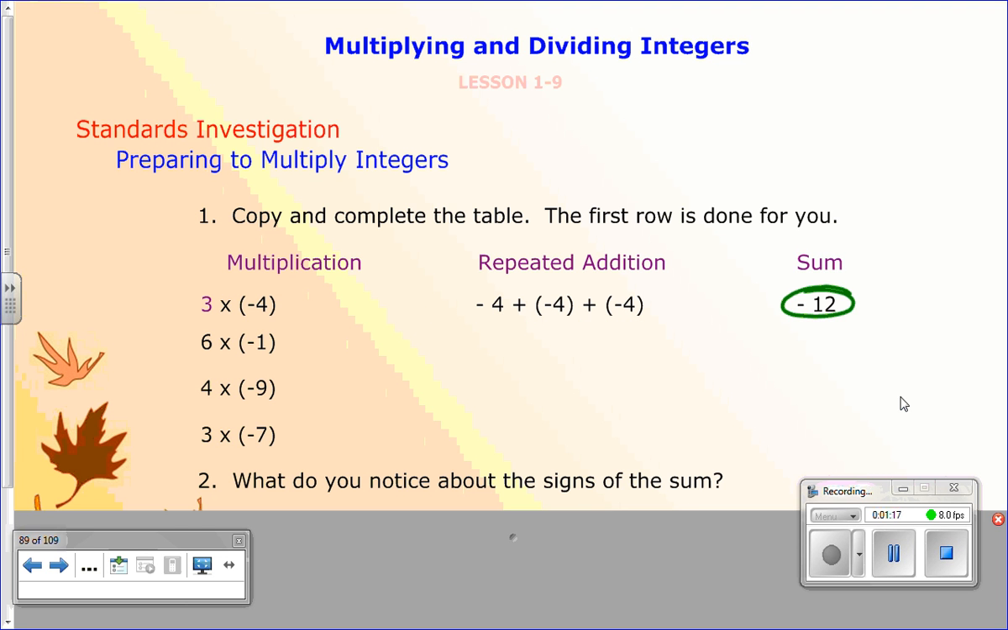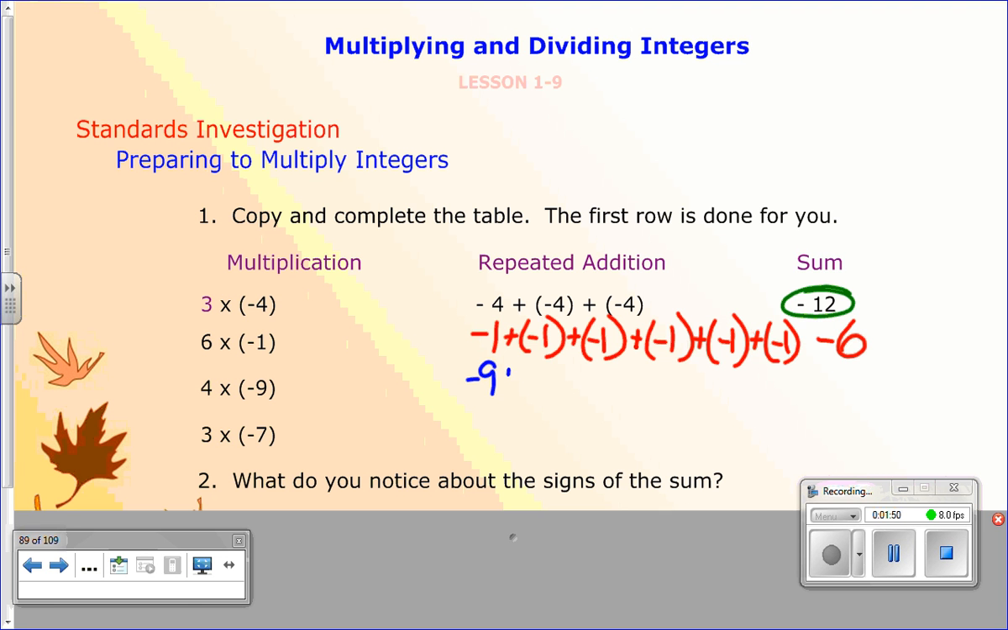We can do the same thing here with the next one. We have 6 groups of -1. So -1 plus -1 plus -1 plus -1 plus -1 plus -1. So we added -1 6 times. So -1 plus -1 is -2 plus -1 is -3, and so on, we'll get -6. So 6 times -1 is -6. We can do the same thing with this third one.